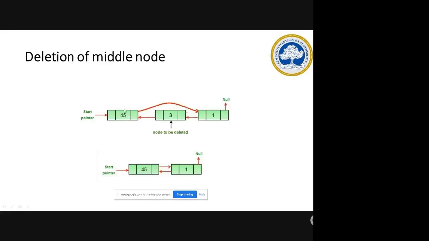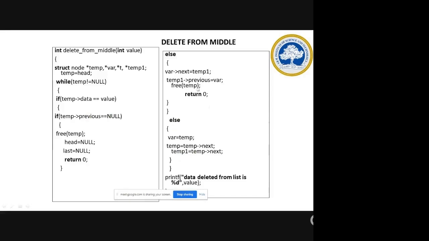When this becomes false, automatically you can draw the connections now. Connections will be: this one's next will be temp1. I think this is temp1 now. VAR, temp1. So 45's next will be temp1, and temp1's previous should be this 45. That means, in other words, 45's next is 1, 1's previous is 45. According to the names, VAR's next is temp1, temp1's previous is VAR. And then this name is called temp, you can free the temp.